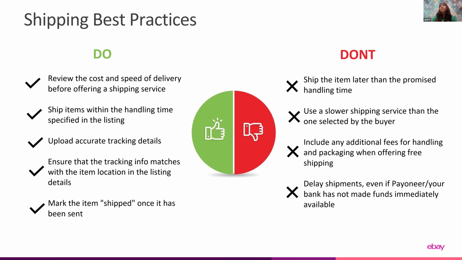There are certain don'ts also. So do not ship the item later than the promised handling time. Do not use a slower shipping service than the one that is selected by the buyer. We just spoke about it. If the buyer has completed the checkout using expedited service, but you are shipping the item through economy or standard, that means you are choosing a slower shipping service than the one selected by the buyer, which is not expected by eBay or even by the buyer.